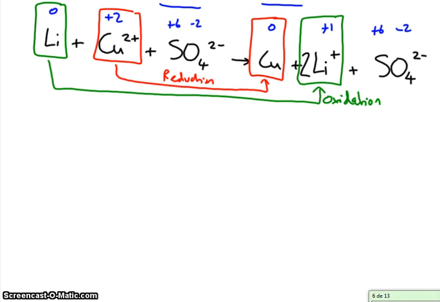Right. There is my equation which has been separated. I've now given oxidation numbers. I've identified the two processes. So I'm going to write those two mini equations for each one.